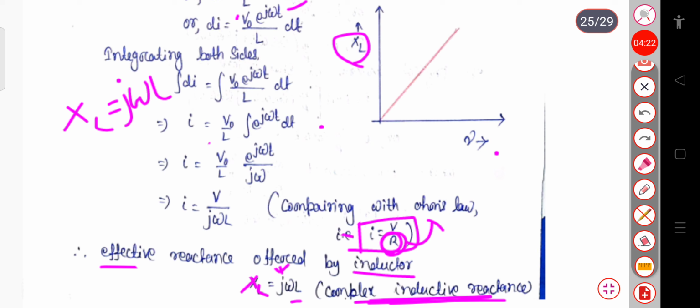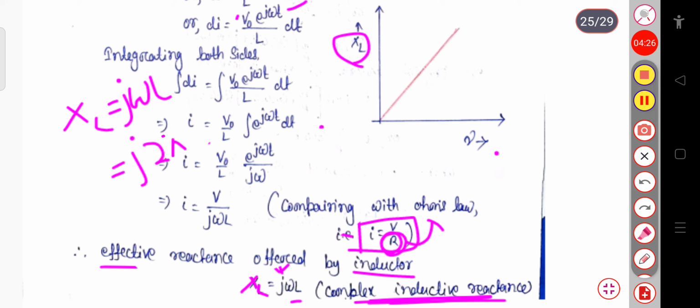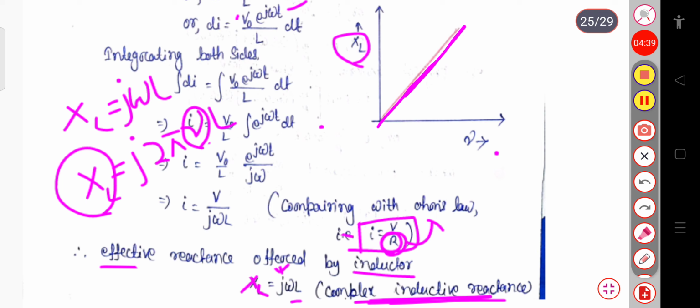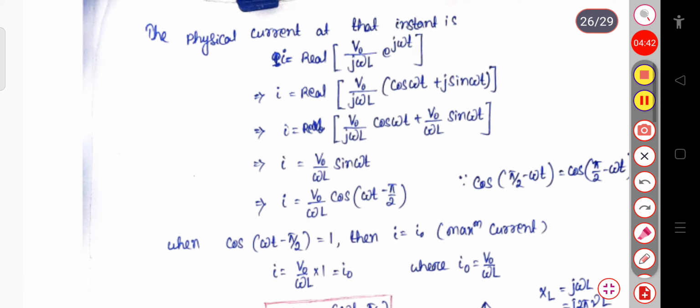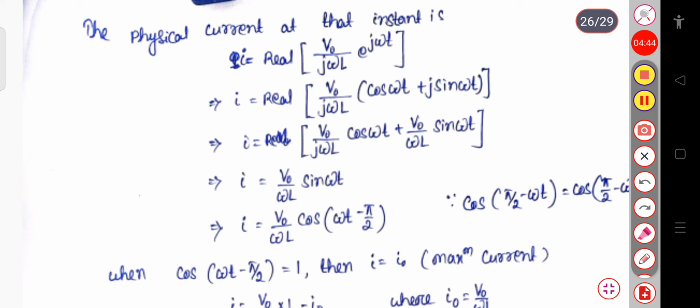Now in place of omega we can substitute 2 pi nu. So this will be XL equal to j 2 pi nu into L. If I plot the curve between XL and nu, then the graph will be a straight line. Okay, so this is the graph between XL and nu. Now we will calculate the physical current at that instant, and we know I equal to again the real part of V naught by j omega L into exponential j omega t.